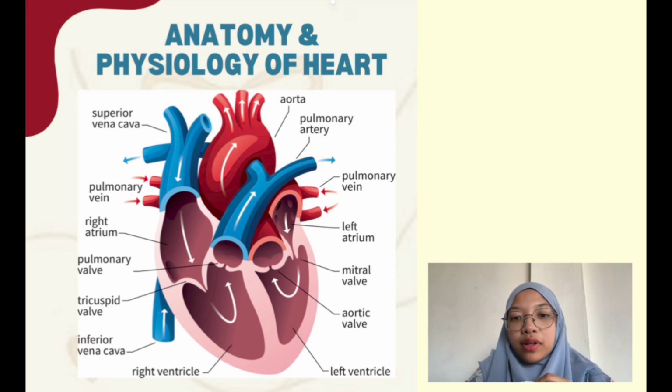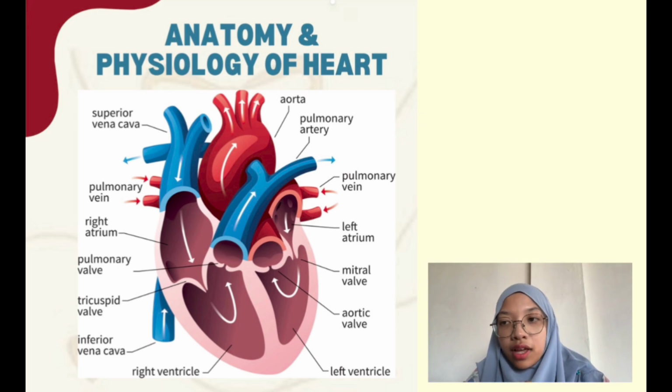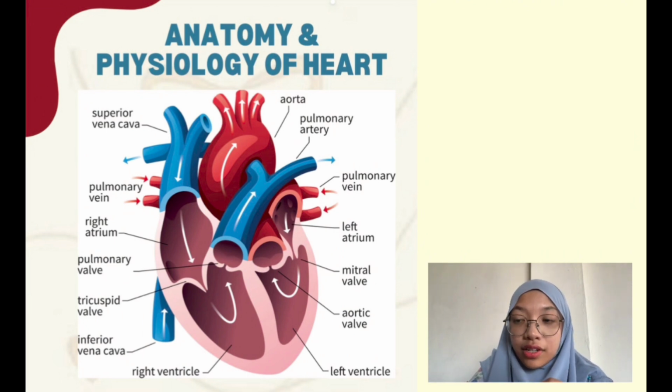And next we will focus on oxygenated blood. The parts that carry oxygenated blood are the aorta and the pulmonary vein. The aorta functions to carry oxygenated blood to all parts of the body, and the pulmonary vein carries oxygenated blood from the lungs to the left atrium. And lastly, the valves. The heart contains a lot of valves, including the tricuspid valve and the bicuspid valve, and the function of the valves is to prevent backflow and to prevent the mixture of the blood.